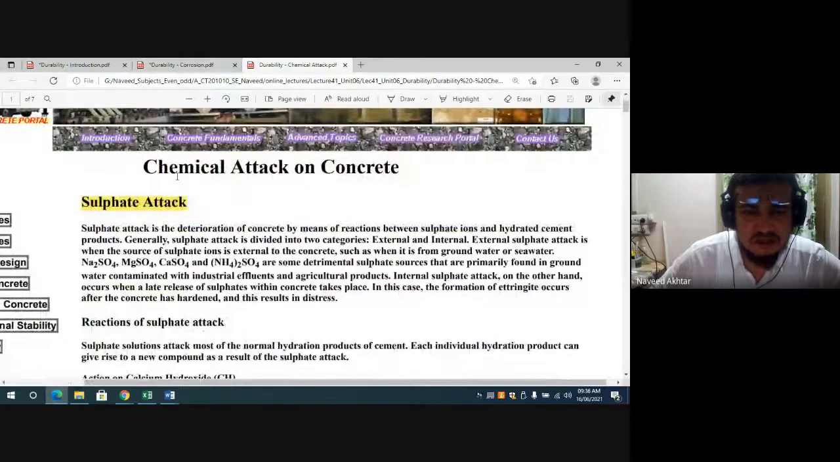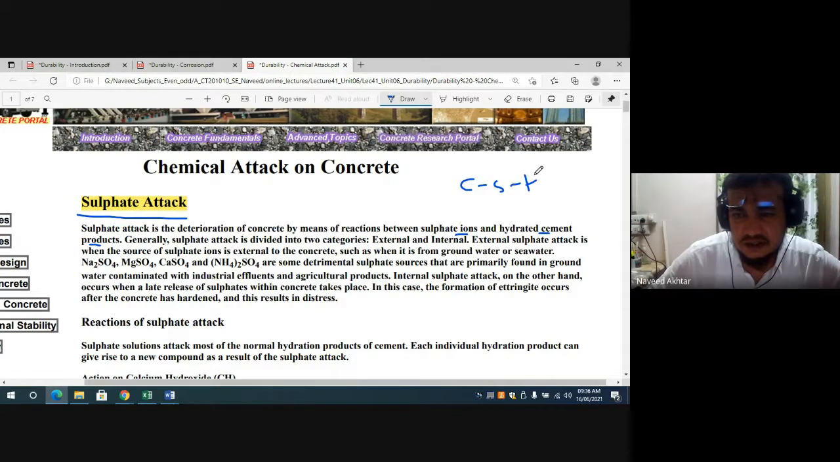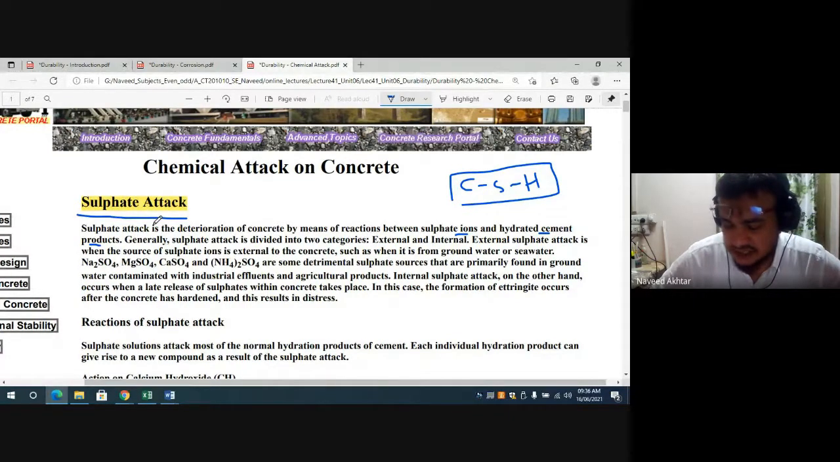Now the chemical attack on the concrete, generally the sulfate attack. Sulfate attack is a very serious deterioration of the concrete by means of the reaction between sulfate ions and the hydrated cement products. Hydrated cement product is nothing but calcium silicate hydrates. So these are based on calcium and silicate. That is the silicate that will give the strength to the concrete. Calcium and silicate are both available in large quantity in the cement.